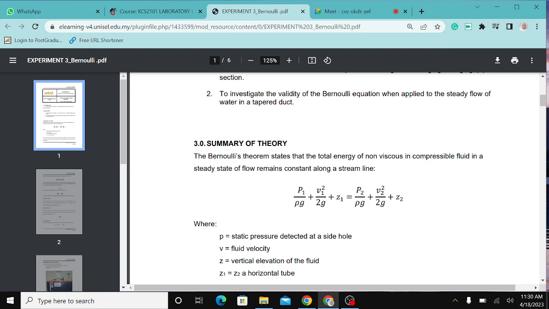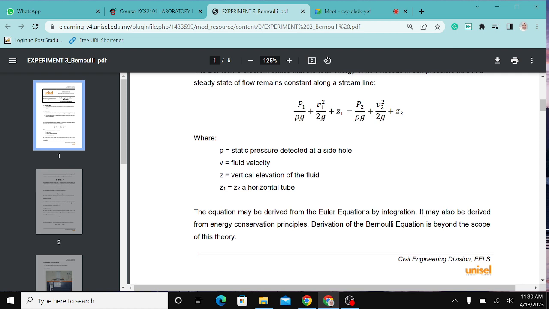Flow remains constant along a streamline. So this theory is represented by these equations. Okay, so there are meaning behind this symbol. The small p symbol means static pressure detected at a side hole. Small v is the velocity, okay, for the fluid.